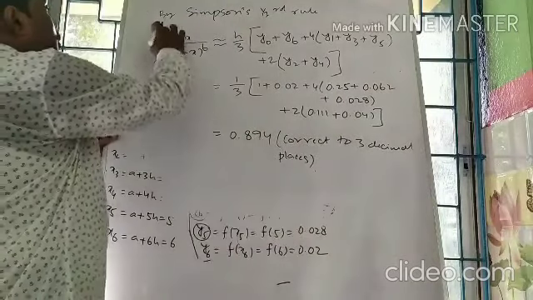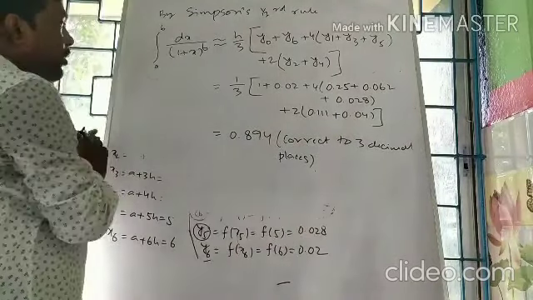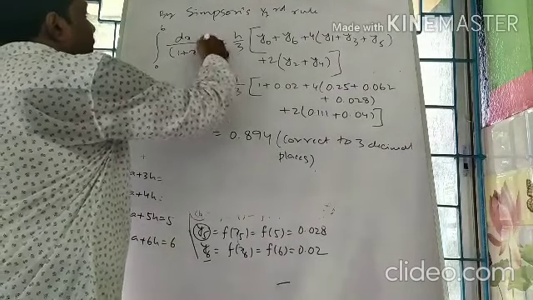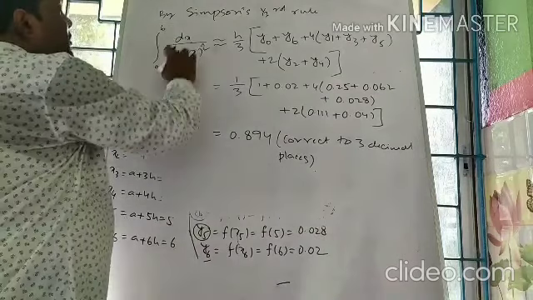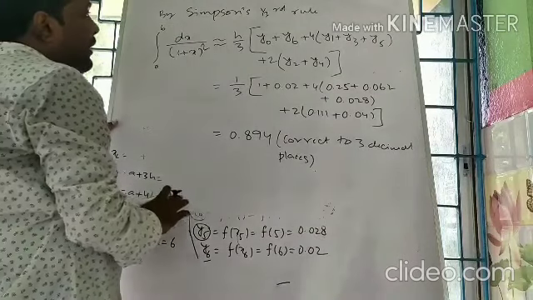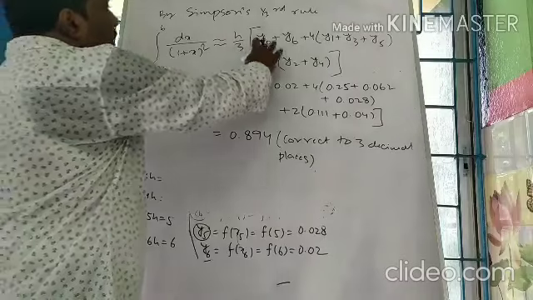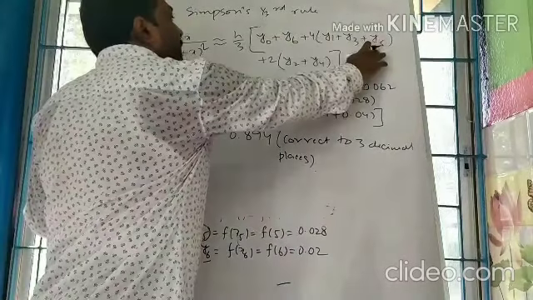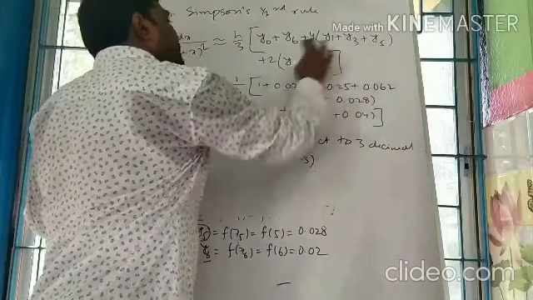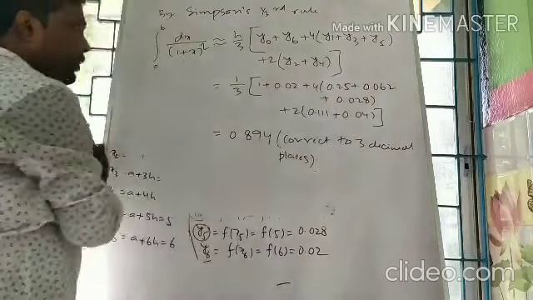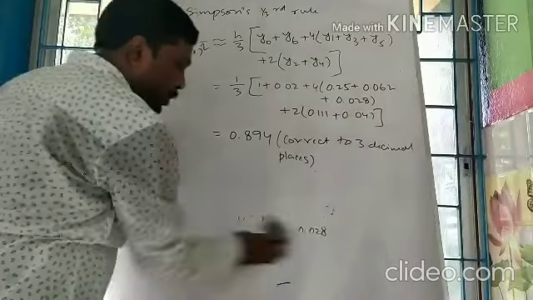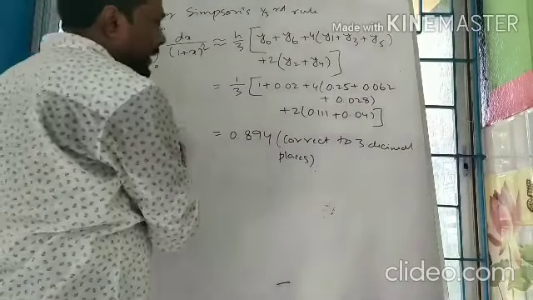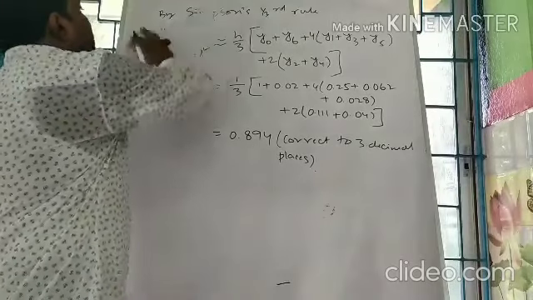Therefore, integration 0 to 6 dx by 1 plus x whole square, by Simpson's one-third rule, is h by 3 into y0 plus y6 plus 4 into y1, y3, y5, the sum of odd ordinates, plus 2 into even ordinates, that is y2 plus y4. Okay. The answer is 0.894, correct to 3 decimal places.